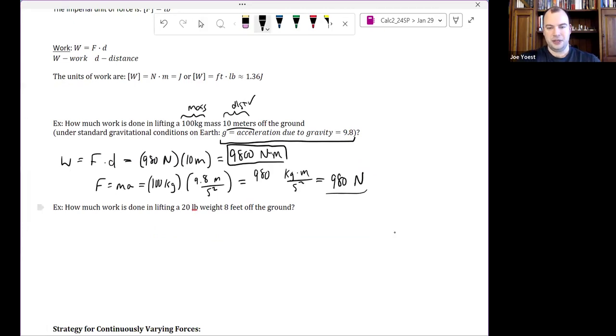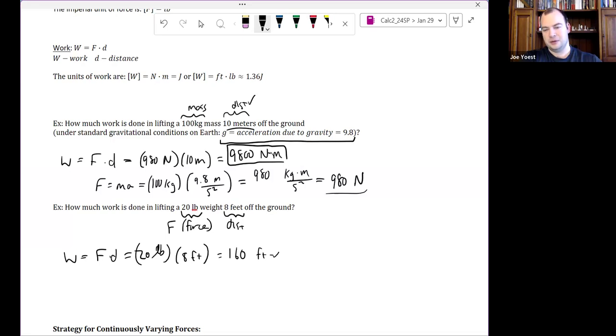How much work is done in lifting a 20-pound weight, which we're thinking of as a force, 8 feet off the ground? This is distance. We're given force. Again, work equals force times distance, or this is 20 pounds times 8 feet, or this is 160 foot-pounds or pound-feet. So we have to exert 160 foot-pounds of work to lift this weight.